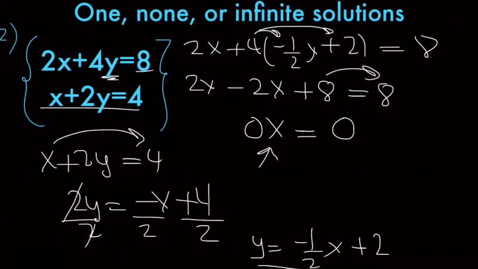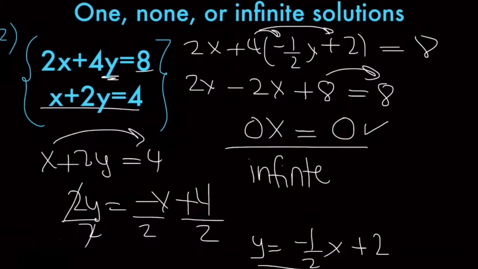So if x were 1, 1 times 0, that's 0. If x were 10, 10 times 0 equal to 0. Any number we substitute for x will always equal 0, meaning this will always be true. So that means there are infinite solutions to this question. Infinite solutions, or infinitely many solutions.